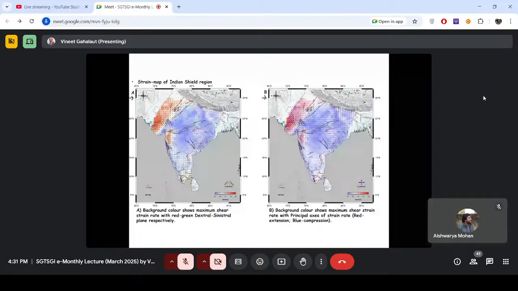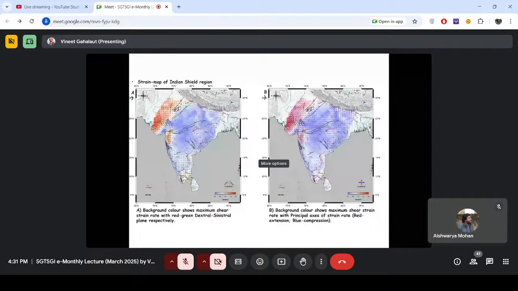In fact, amongst all failed rift regions of India, whether it's Kutch Failed Rift or Godavari or Narmada zone, Kutch Failed Rift is the most earthquake productive failed rift in India. Probably not in the world, because we have other failed rifts which are much more productive.